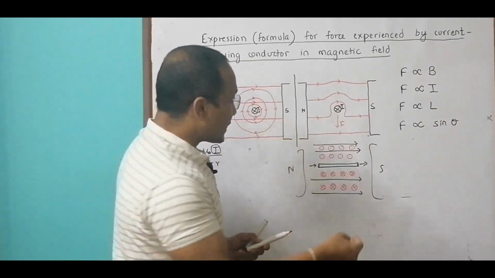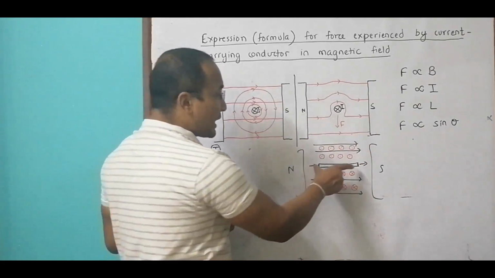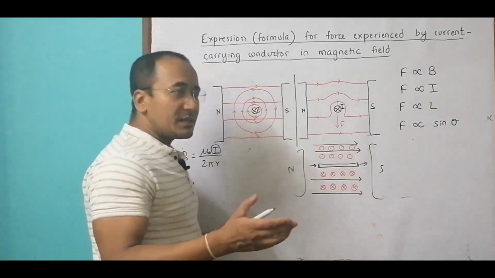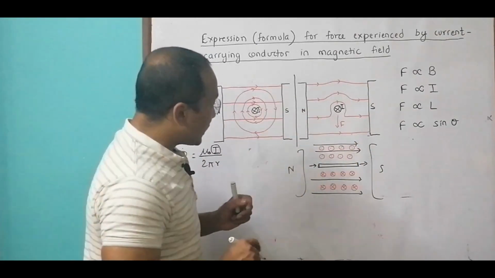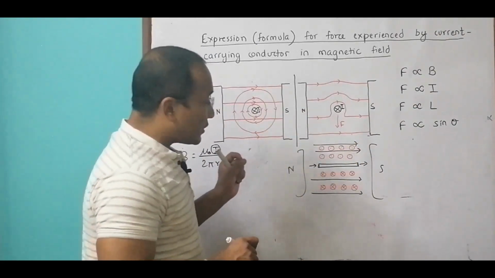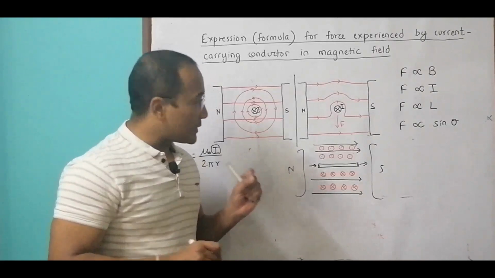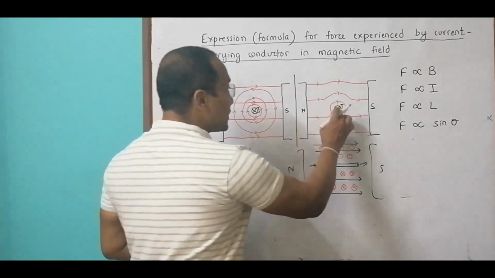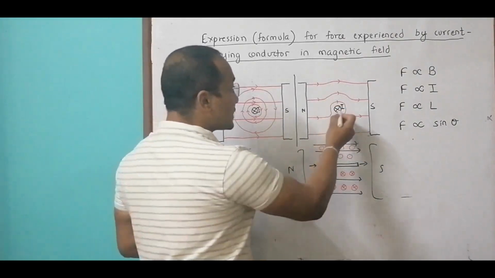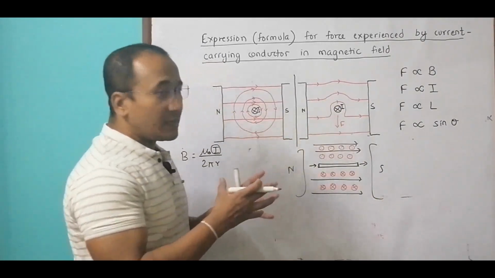So that's why, if we place the conductor like this, no interaction. No interaction means no uneven interaction. That's why there can be no cancellation or no addition. And because of that, we can't have force. But here we have force, and the force is maximum at this 90 degrees.